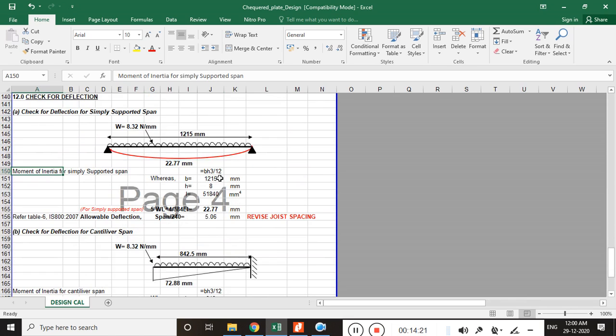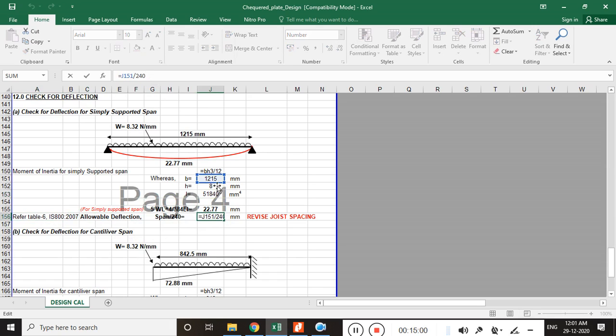See, this is the moment of inertia formula for the rectangular beam, where this is B and this H is the thickness T, and I is B H cube by 12. In this formula W is given, L is the span 1215, 384 is a constant value, E is the modulus of elasticity, and I is the moment of inertia. So I have calculated the value of deflection. The deflection is coming 22.7, which is very huge. And the allowable deflection we have is span by 240.